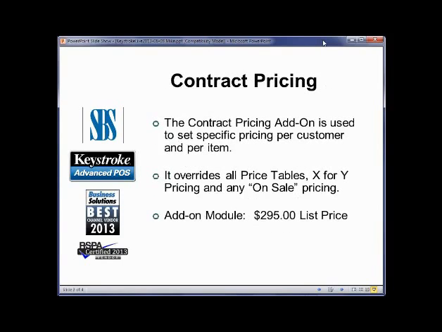Well, let's talk about contract pricing. This is a tool in Keystroke that allows you to set up very specific pricing for individual customers per item. You can use our price tables for general pricing, to say these types of customers get 50% off or 20% above cost. But this is a very specific way to micromanage the prices, and it overrides all other price tables, meaning any price tables you have currently set up, any X for Y pricing, or any items that might become on sale or not on sale. It doesn't matter. These are going to be fixed prices, and we'll show you how it works.